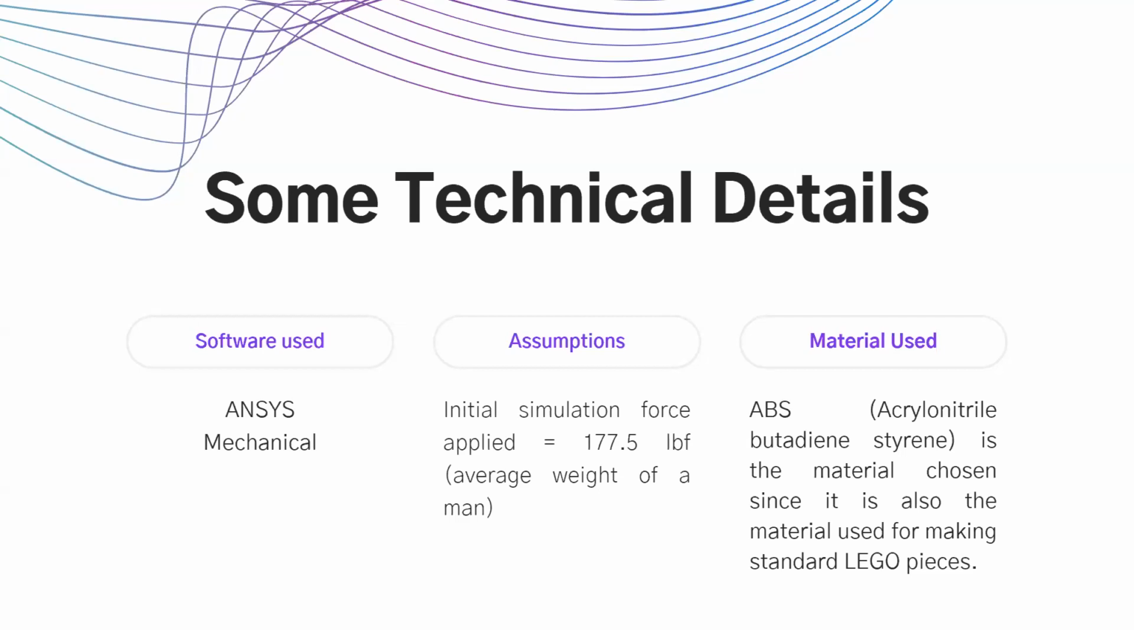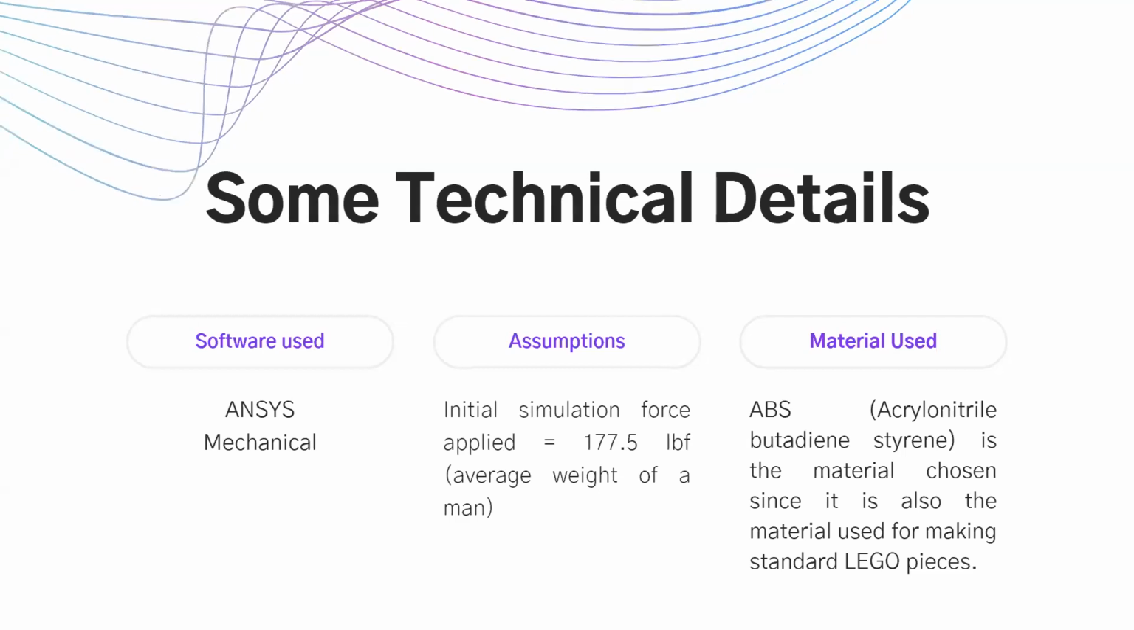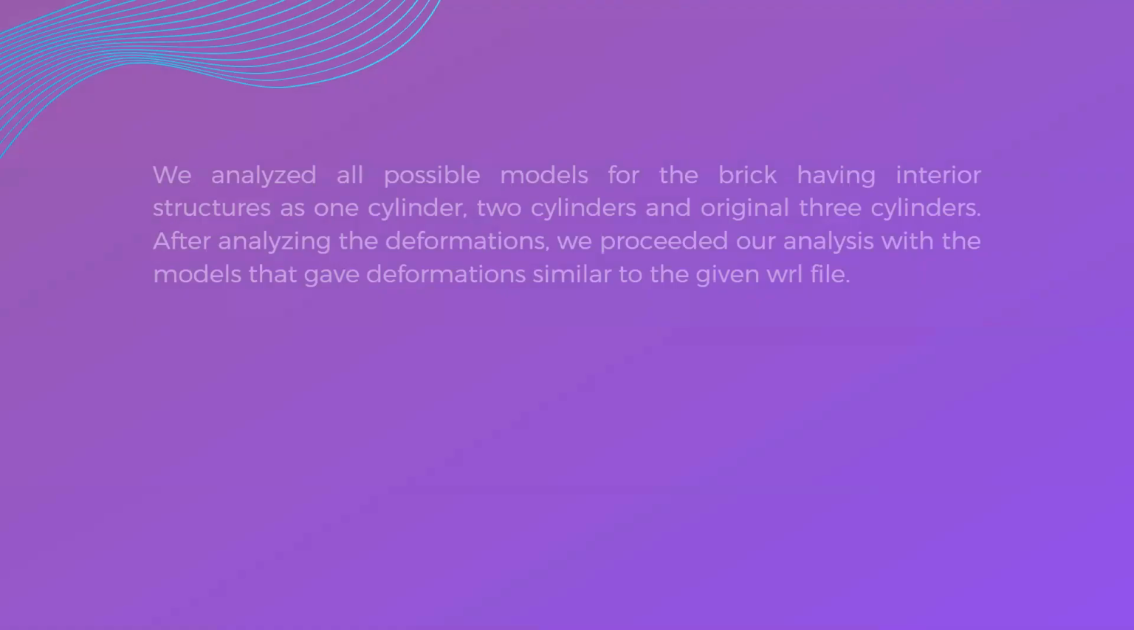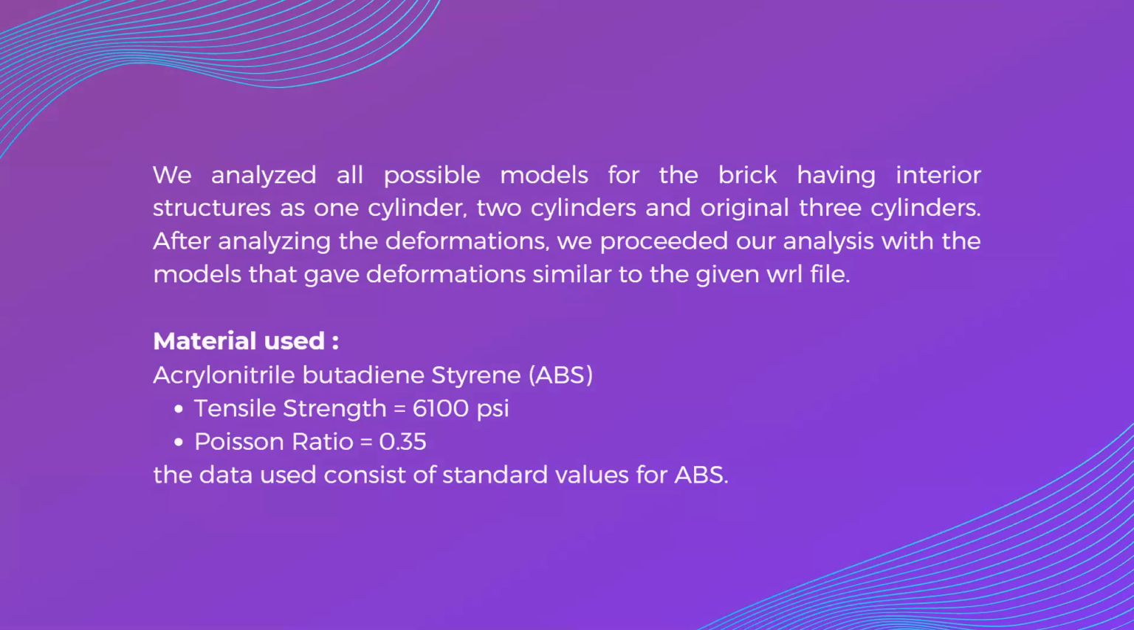to the given conditions. Moving next, as mentioned in the slide, we used standard values for the tensile stress for ABS, that is 6100 psi. For this data, the value varied from 2 kilo psi to 7 kilo psi, but we used this value as an average, and for Poisson ratio we used 0.35.